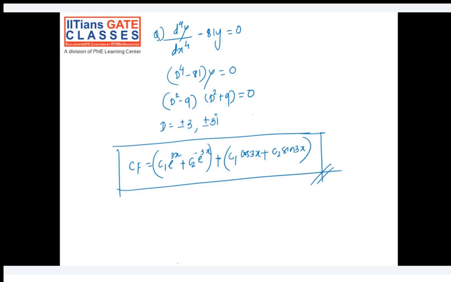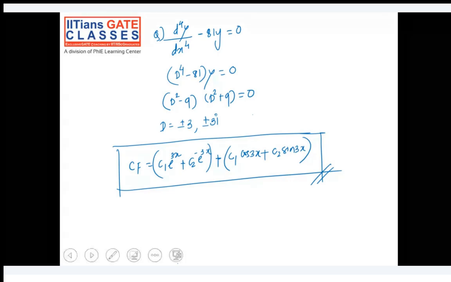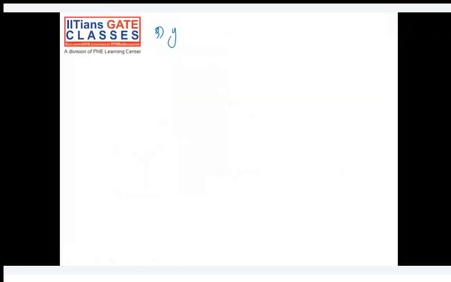Let me give one more question. We are at the end of the session, but we'll solve one question and then we'll end our session. Okay. Let me give one last question. Y double dash plus 2py dash plus p square plus q square y equal to 0. Okay, y double dash means double derivative of y.